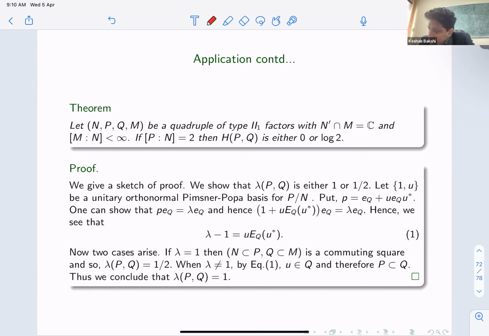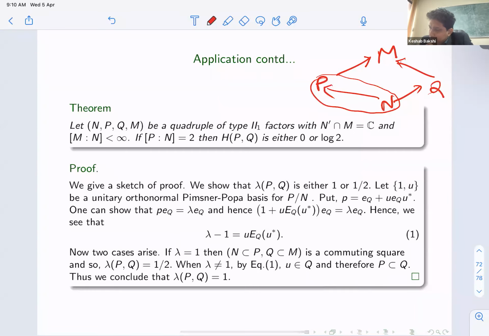So one small application. I should have one proof. Let me prove this one at least. I have time. So we have this P and this is Q and this one, this N, all this inclusion. And if this index is 2, whatever be Q index N, M index P, whatever it be, and if you have this irreducibility, then H of P given Q is either 0 or log 2. That is the thing. So here Q index N can be small. Probably this can be generalized to super transitivity or something. I have not tried that, but let me sketch a proof of this.